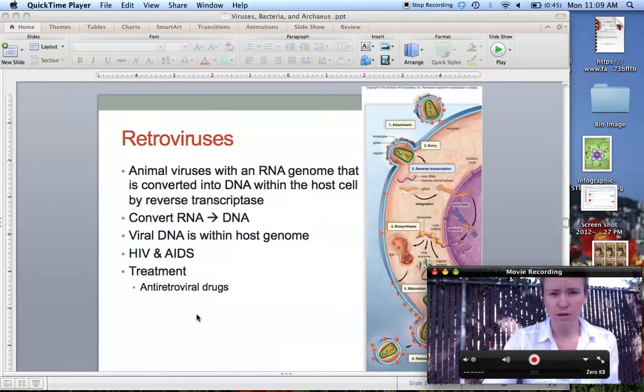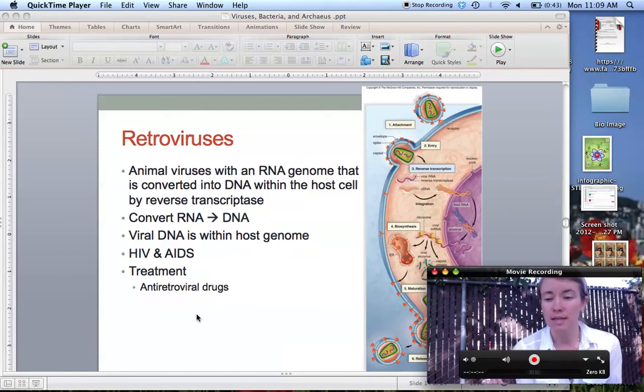So a retrovirus is an animal virus with an RNA genome. So this virus has RNA, not DNA, that is converted to DNA within the host cell by reverse transcriptase. So retro kind of means backwards. So the virus has RNA inside of it, and it injects its RNA into the host cell. Now, that host cell, we're eukaryotic cells, our genomes are made of DNA, so it doesn't do us very much good to have just extra RNA, right? We could make the proteins, but then we're never going to integrate them into our genome or anything like that.